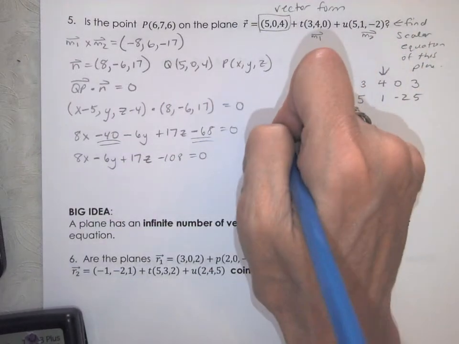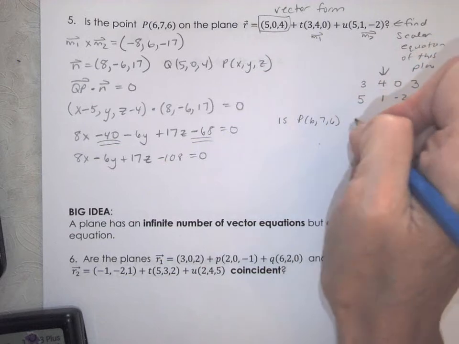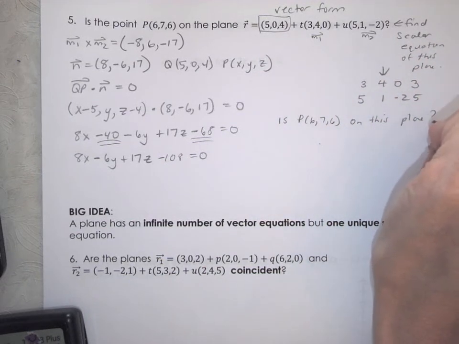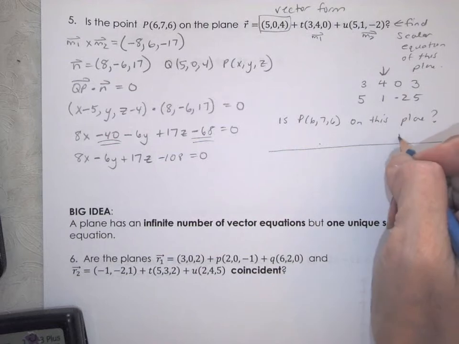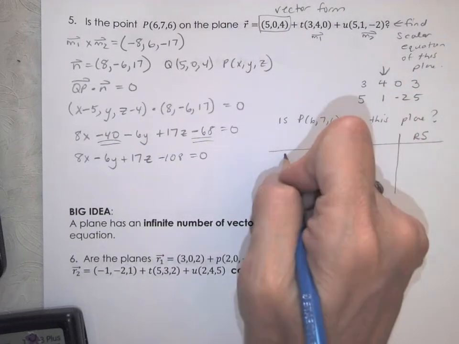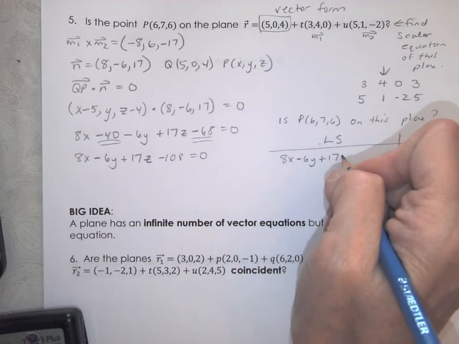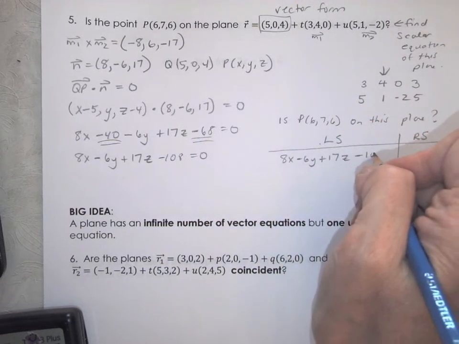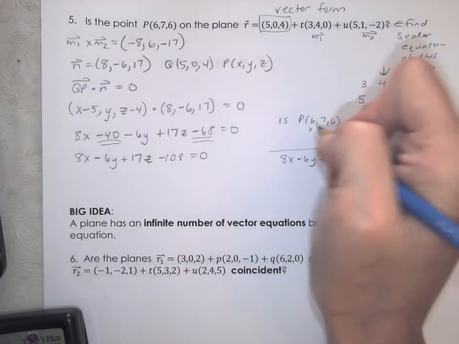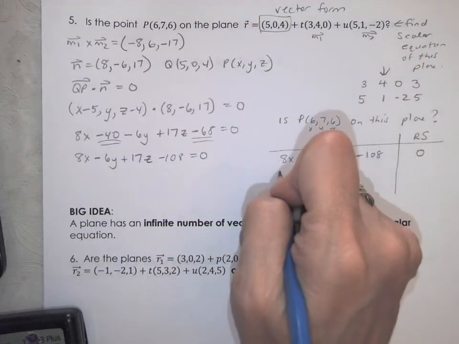And now we're checking, is P 6, 7, 6 on this plane? So we can do a left side, right side check. So on the left side, we have 8x minus 6y plus 17z minus 108. And on the right side, we have 0. And we're testing out x being 6, y being 7, and z being 6.